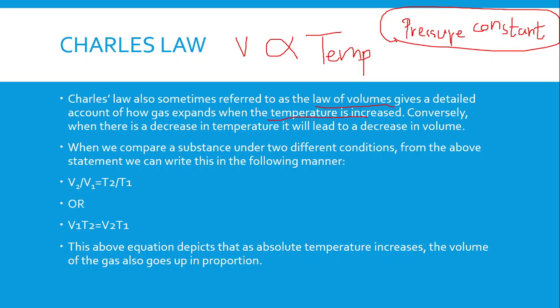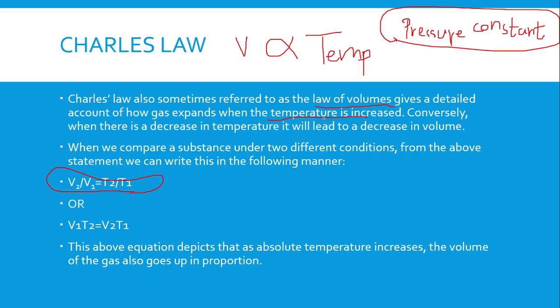So when we compare a substance under two different conditions from the above statement, we can write it in this manner. V2 divided by V1 is equal to T2 divided by T1. So that's basically the equation. This above equation depicts that as absolute temperature increases, the volume of the gas increases. Since we are talking about temperature, it's really important to know that we'll always be talking about absolute temperature, Kelvin temperature, and not any other unit of temperature.